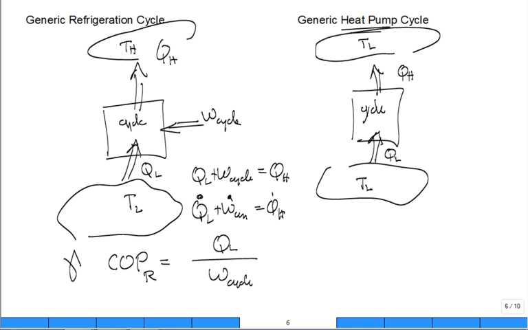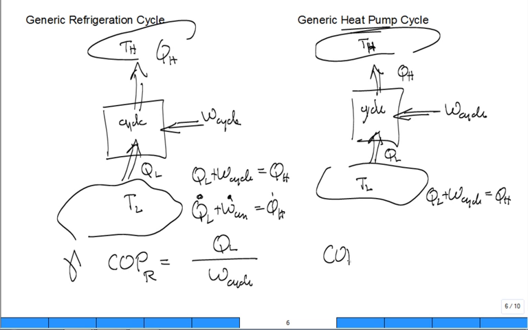Yes, sir? Is that supposed to be TL at the very top, or is that TH as well? This is TH right there. Thank you very much. Yep, TH. And this heat pump requires the work of the cycle to run. So we still have our same energy balances. They're all the same. QL plus W cycle is equal to QH.